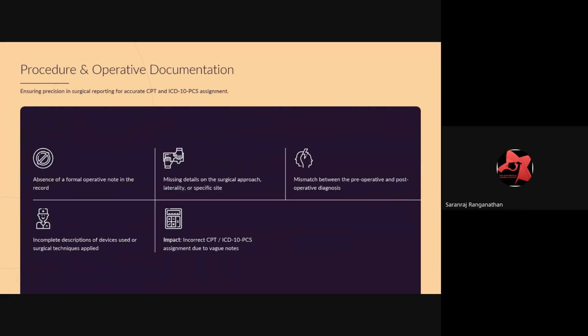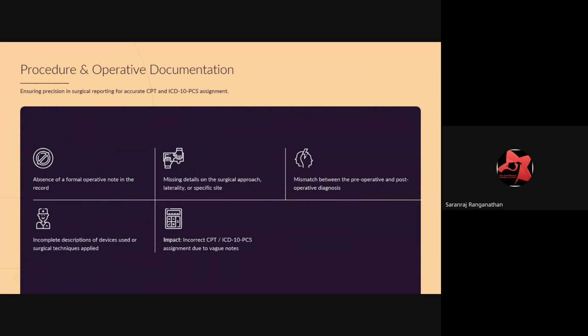So, absence of a formal operating note in the record, missing details on the surgical approach, laterality and specificity, a mismatch between the pre-operative and post-operative diagnosis, and incomplete description of the device used or surgical techniques, all of which may lead to incorrect CPT and ICD codes.